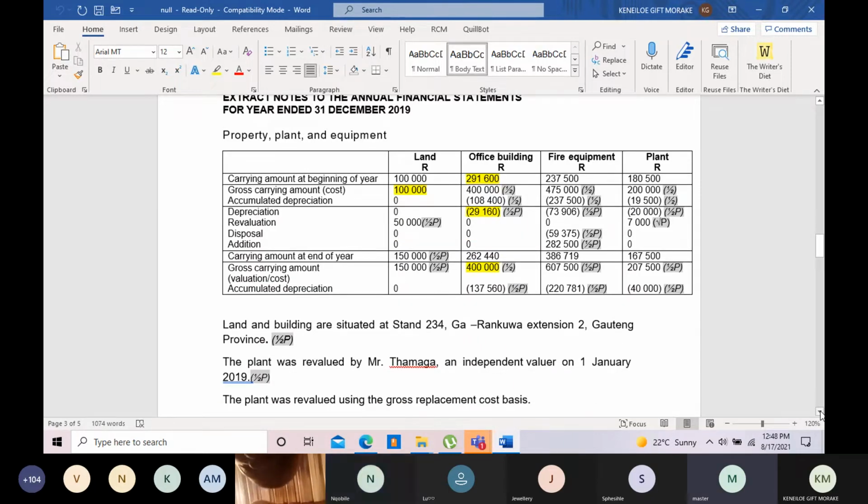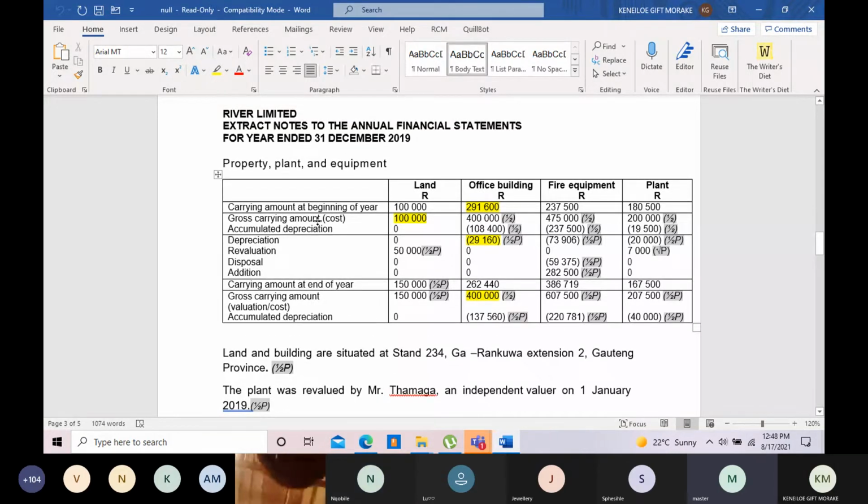You can see that here under the land, the first thing that you have to record there. You can't just draw the table like this and then you put land, office, building, fire equipment, and so on. But you must mention that this information that is written below here is for what? Is for River Limited. That is the first thing that you must record on top or above this table. You're going to say River Limited. The statement for the 31st, and then you write PPE or plant and equipment.